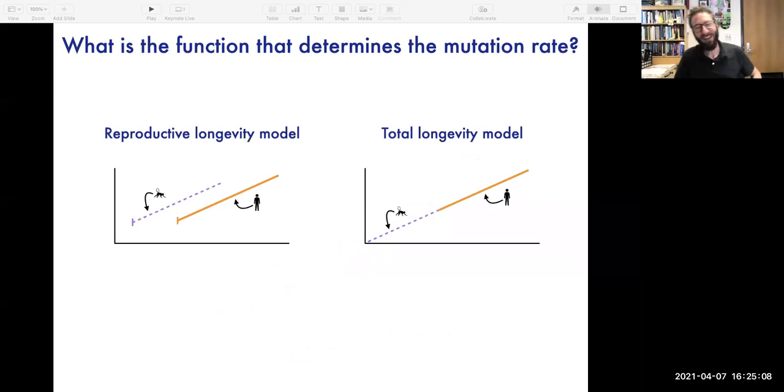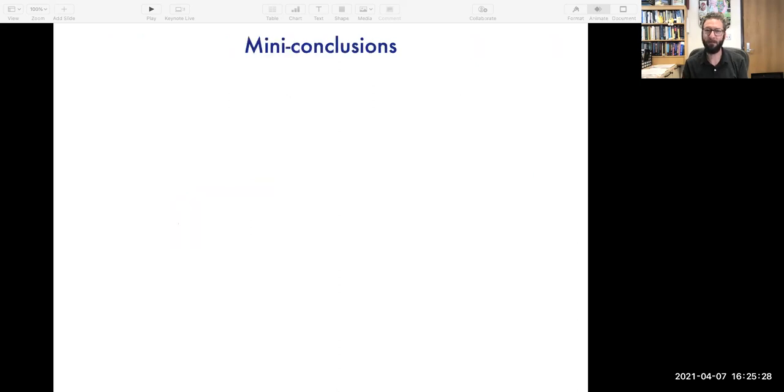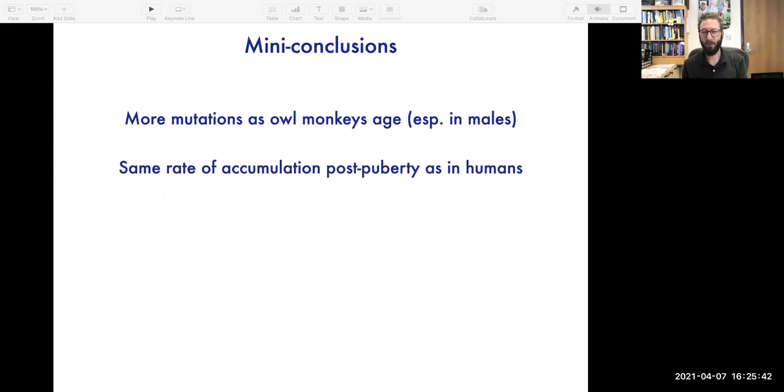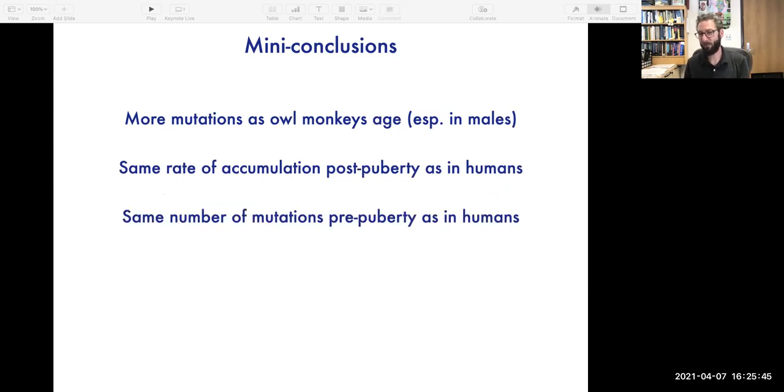Okay, so in general, for this one species, we support the reproductive longevity model. Owl monkeys are little humans that just started puberty at a different time. For this one species, it seems like reproductive longevity is the right model to understand how mutation rates are changing. So, conclusions for this part: there are more mutations as owl monkeys age, especially in males. This rate of accumulation appears to be the same, or not significantly different, from the rate in humans post-puberty. And then there is the same number of mutations pre-puberty, so the intercept at puberty is the same between owl monkeys and humans.